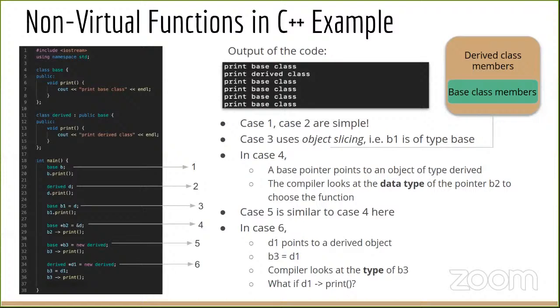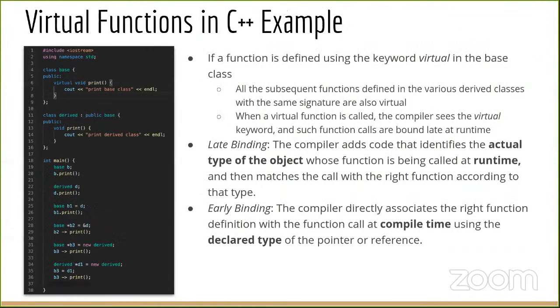But if we had done d1 arrow print, then the compiler would have looked at the type of d1 and called the print function of the derived class instead of the base class. So yeah, I hope that's clear. We'll move on to the next slide. Aditi, next slide, please. Yes, yes.